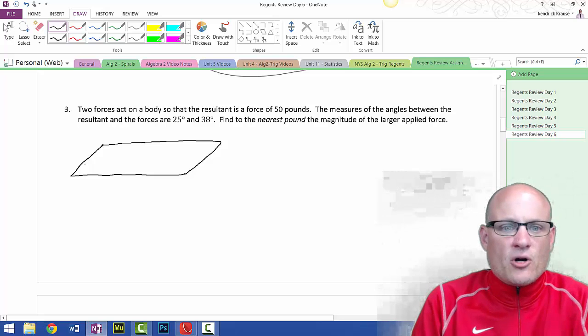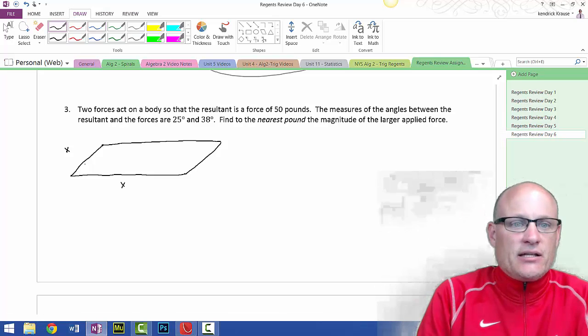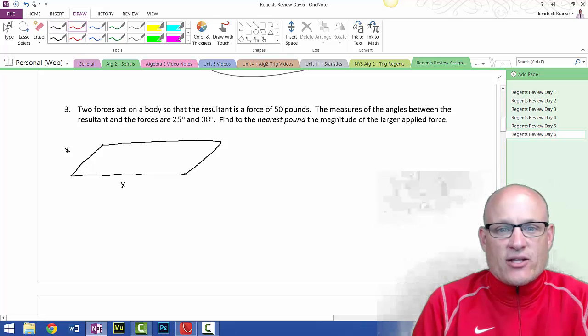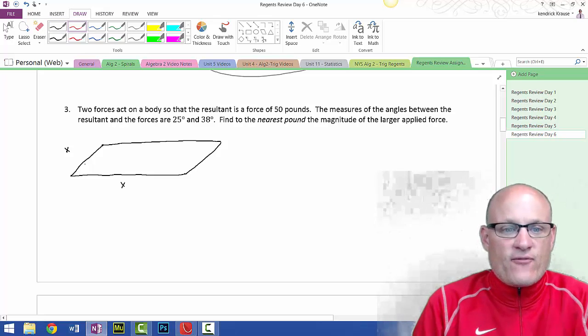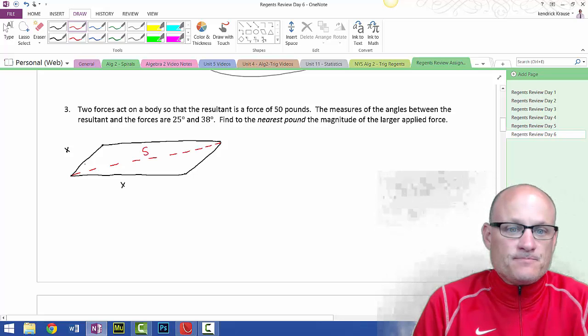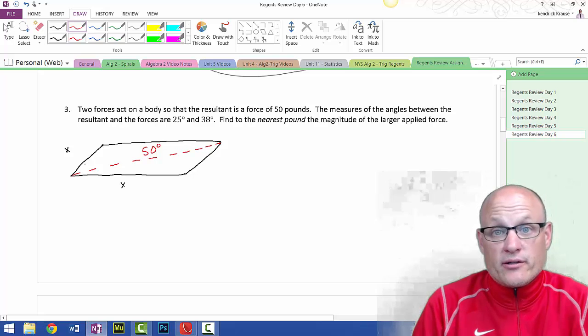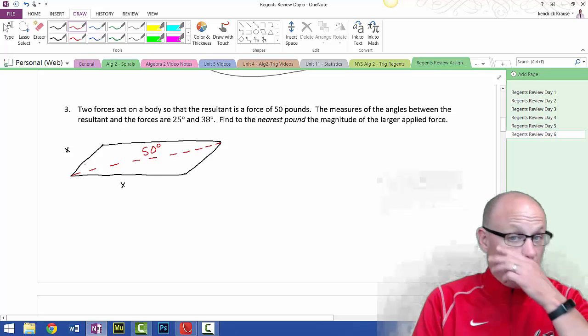So, two forces. This is our force 1 over here, and I got force 2 over here. Now be careful. Act on a body, it always sounds weird, such that the resultant is 50 pounds. So this is my resultant right here. This long line from here to here is 50 pounds. Now, be careful with the way this is worded. It's kind of tricky.